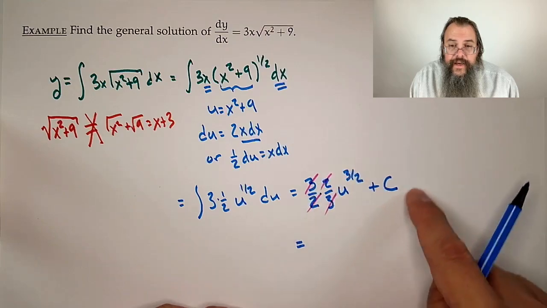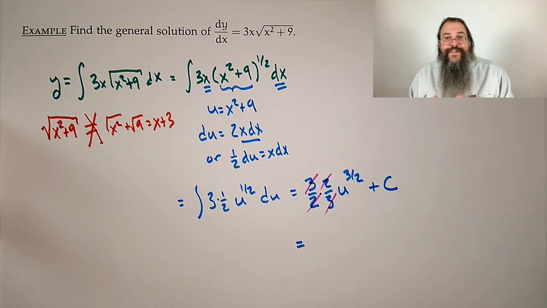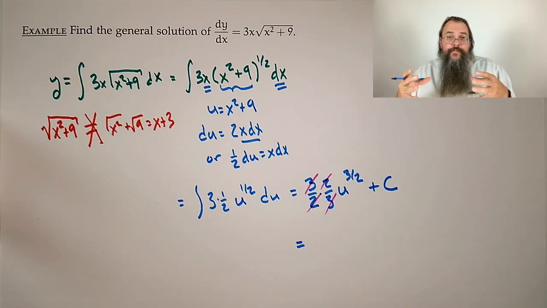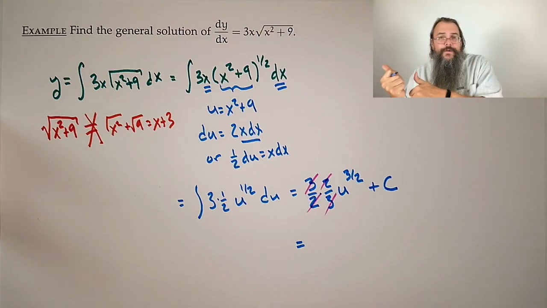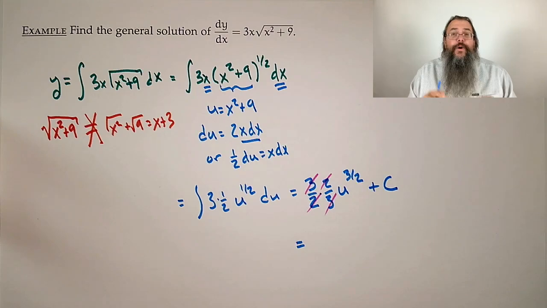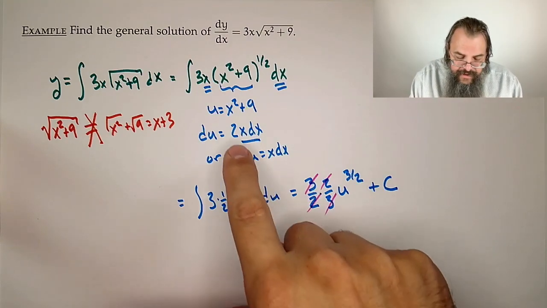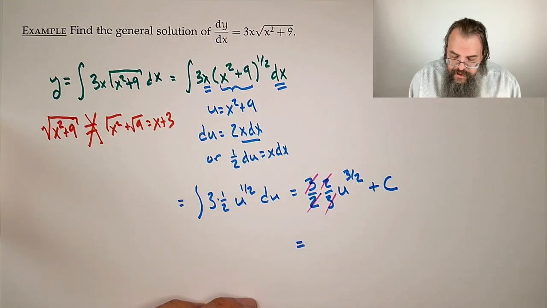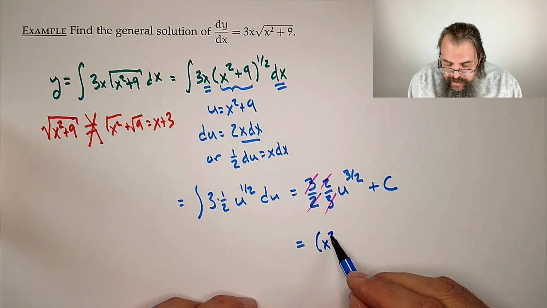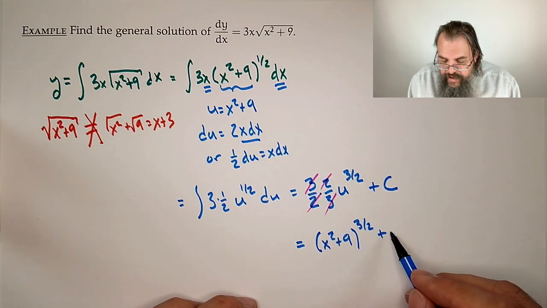Now you might say, haha, that's the answer, right? Probably not, because I wrote equals, so there must be something else. And the something else is, because we're doing an indefinite integral, we've got to go back to where we began. We started in terms of x. We have to end in terms of x. So that says, okay, everywhere there's a u becomes x squared plus 9. So x squared plus 9 to the power 3/2 plus c.